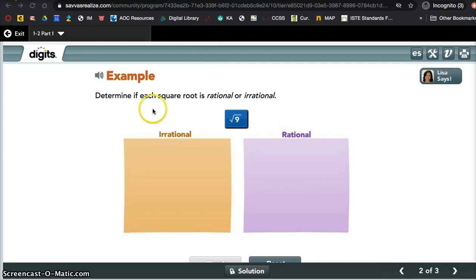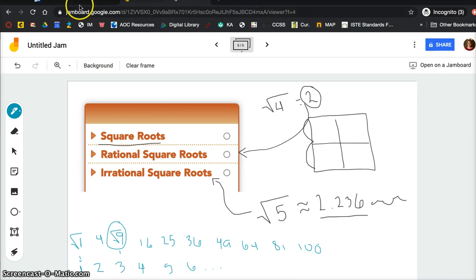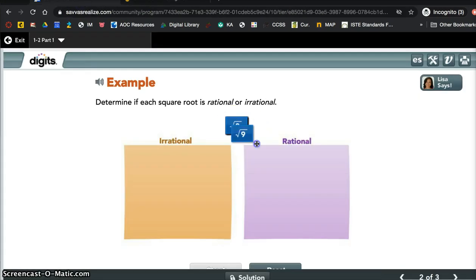So here we're asked to determine whether or not the square root is rational or irrational. So basically they're wanting to know, is the square root of 9 on our perfect square list? Well, let's go back and look. Here's the square root of 9. The square root of 9 is 3. So that is going to be a rational number. We'll drag it over here.